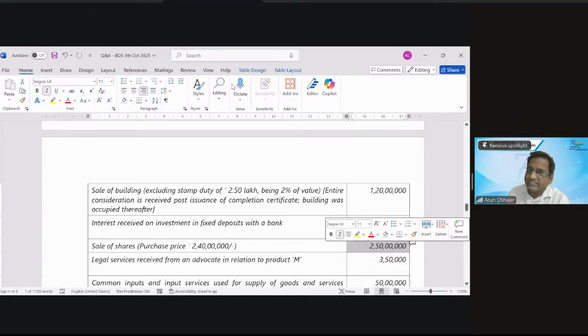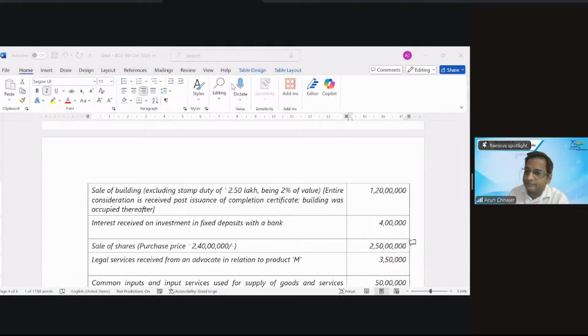What could be the reason for this information? Aggregate turnover. Okay, fine. What is the use of this information in our question? Fine, let's proceed further, then we'll be able to understand. Total turnover. Okay.